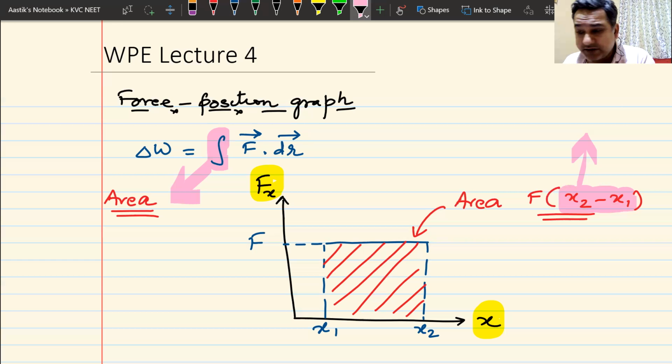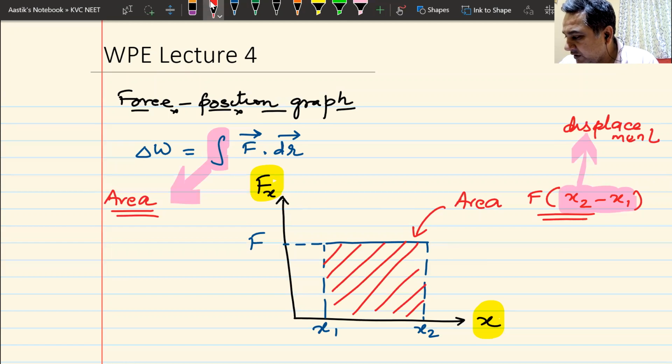No one in the class can tell me what is x2 minus x1? No one knows what is x2 minus x1? x2 is the final position. x1 is the initial position. So what is x2 minus x1? No one? x2 minus x1 is simply your displacement.